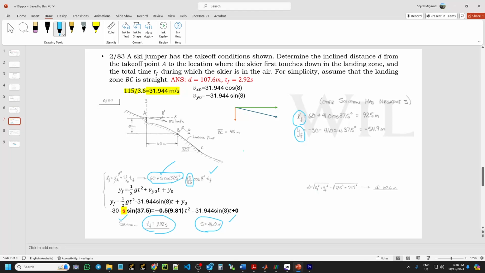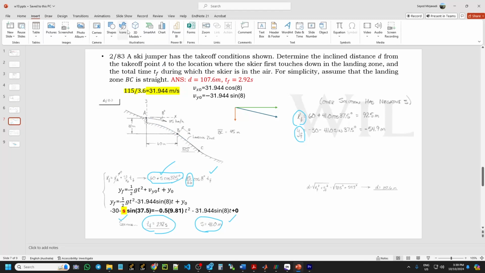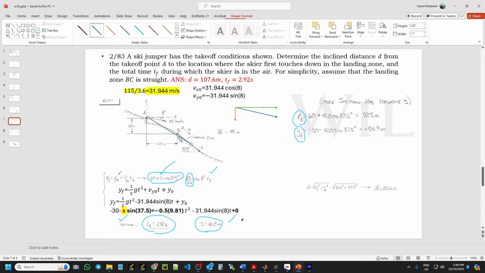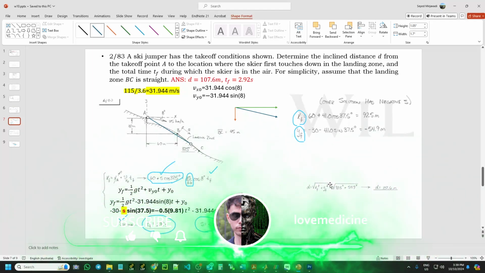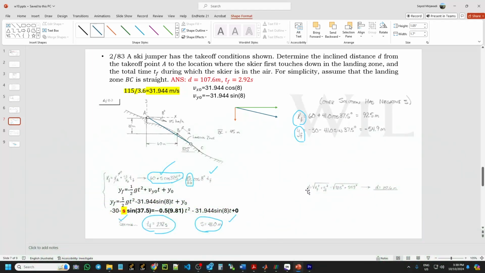Okay, and then we need to find, sorry, this should be a straight line. This magnitude will be the square root of x squared plus y squared, actually. It will be D.